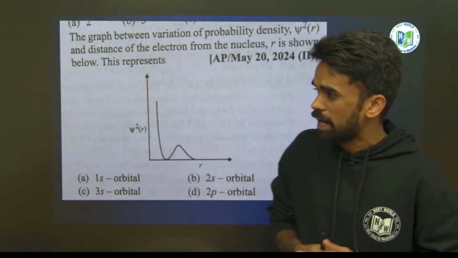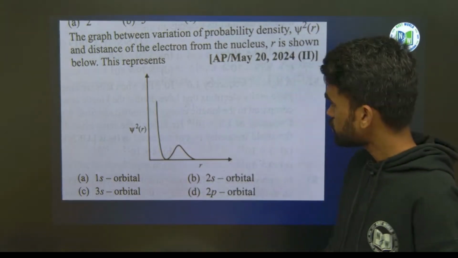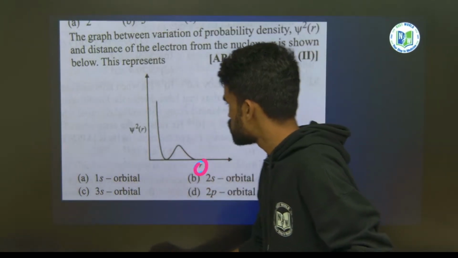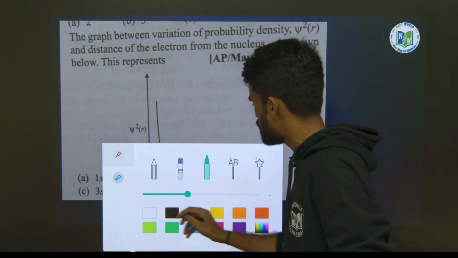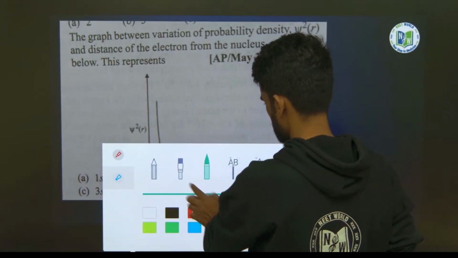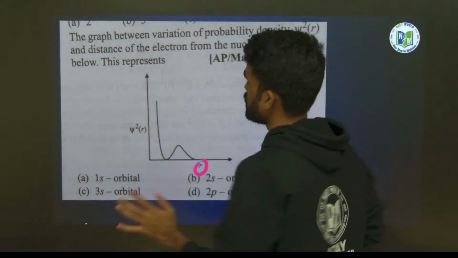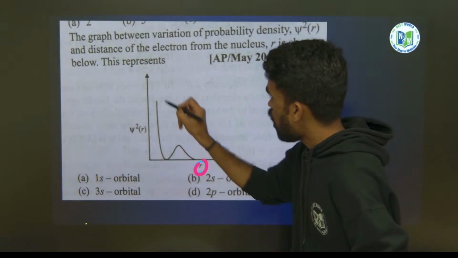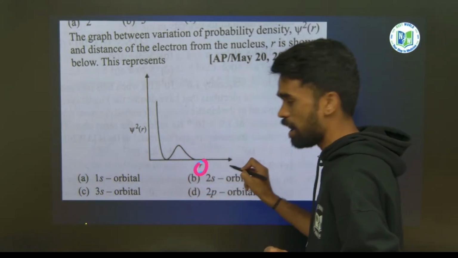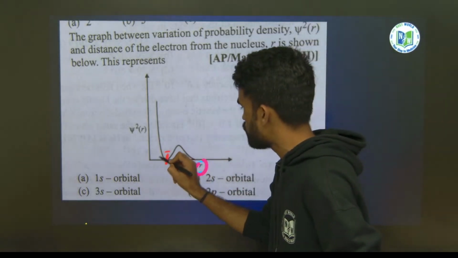So now how can we identify this? Very easy. Look here. Whenever you are doing this, we have the radial curve, which has radius. Now here psi square versus R means, just let me change the color first. Now just find how many times this graph is touching this R, the distance axis, the x axis here. One time, so this has one radial node.